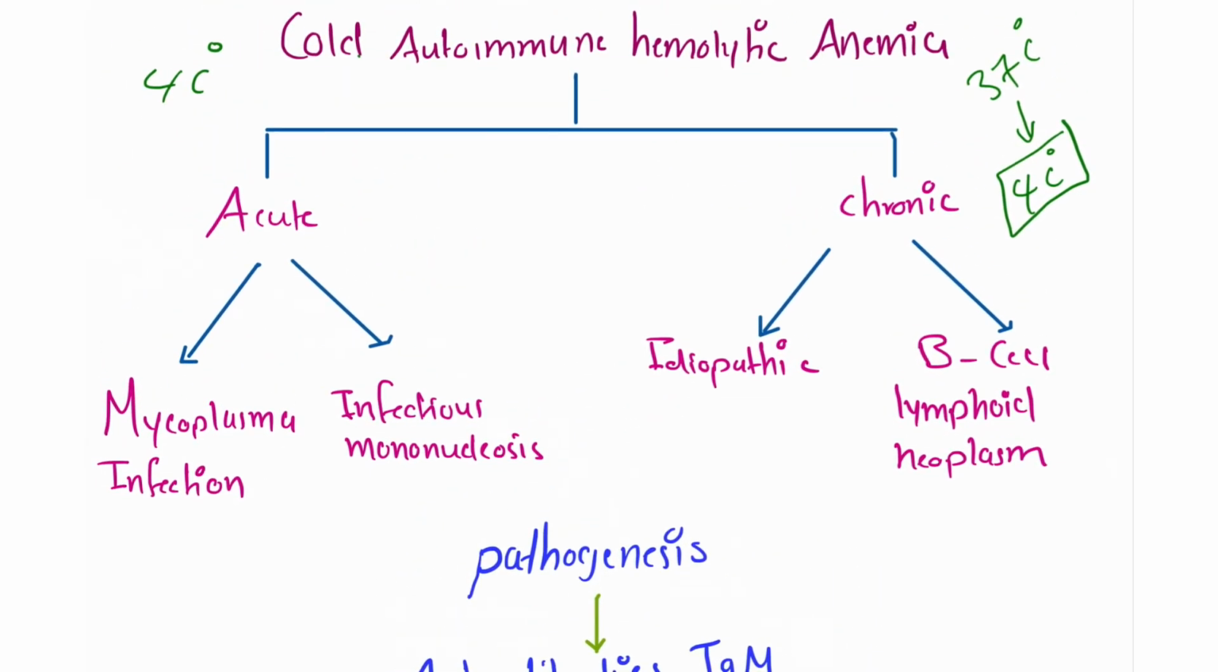Cold autoimmune hemolytic anemia could be acute, may follow a mycoplasma infection or infectious mononucleosis, or chronic. Chronic cold autoimmune hemolytic anemia could be idiopathic without the presence of underlying cause, or may be present with B-cell lymphoid neoplasm.